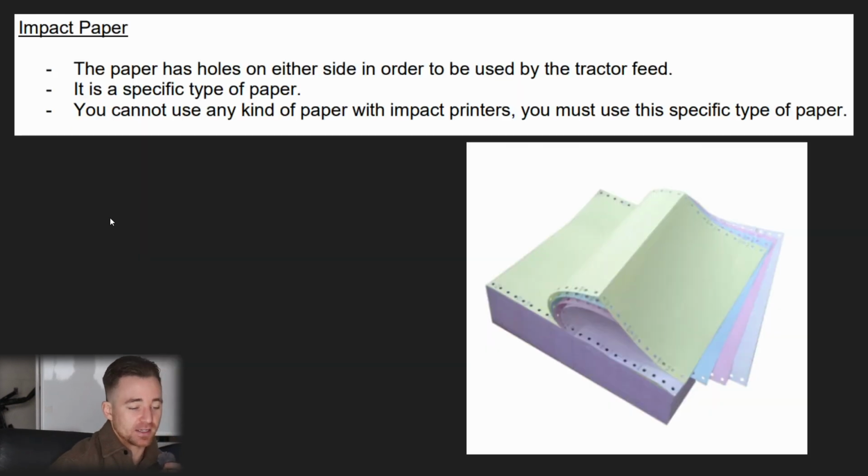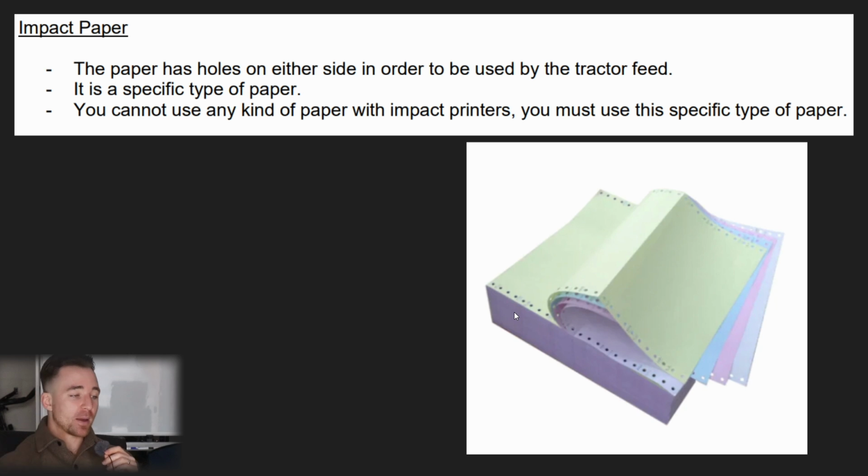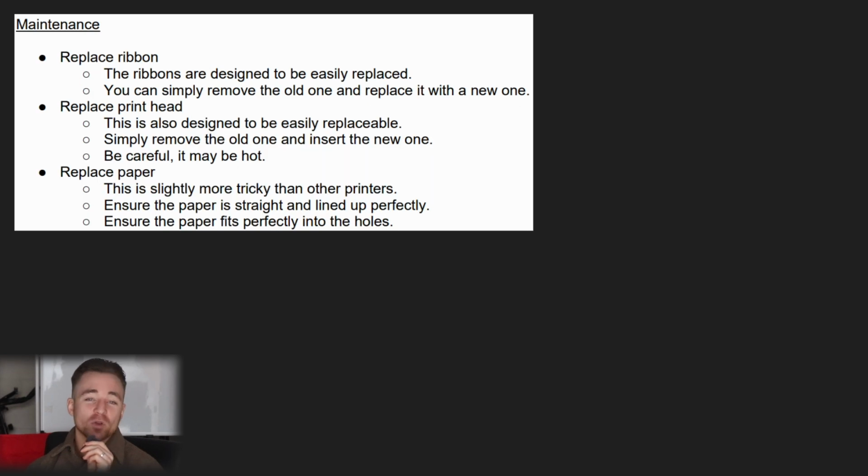The tractor feed is essentially the mechanism that feeds the paper through the printer, and it's relying on those little holes along the edge to pull that paper through. So your impact paper is a specific kind of paper. You cannot use any kind of paper with an impact printer. You must use specifically impact paper. It has holes on either side designed to be used by the tractor feed. That's the paper you use in an impact printer. You use impact paper. Who would have known?